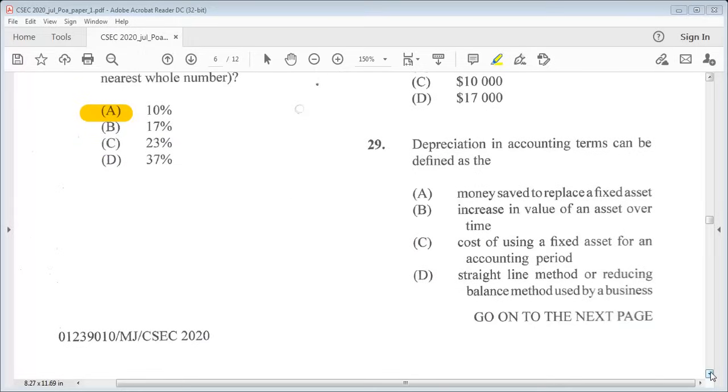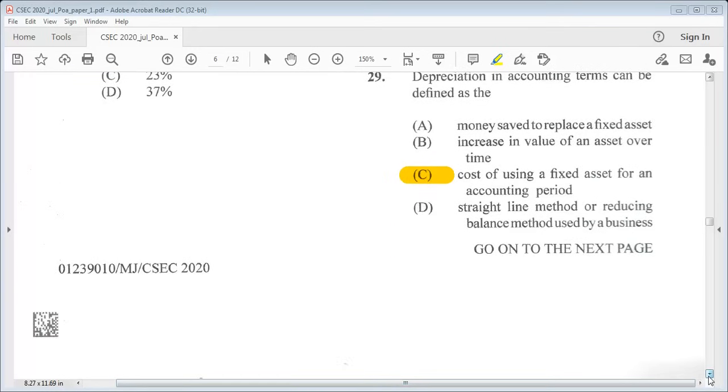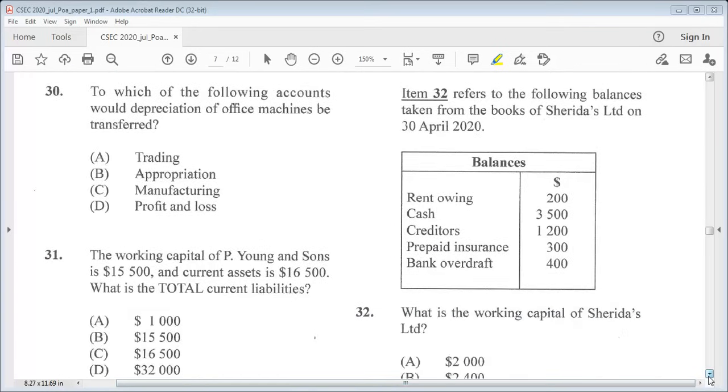29 says depreciation in accounting terms can be defined as the C, cost of using a fixed asset for an accounting period. Let's look at our last question. It says, to which of the following accounts would depreciation of office machines be transferred? Is it A, trading, B, appropriation, C, manufacturing, or D, profit and loss? We know it is D, profit and loss.